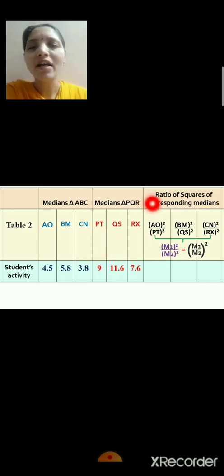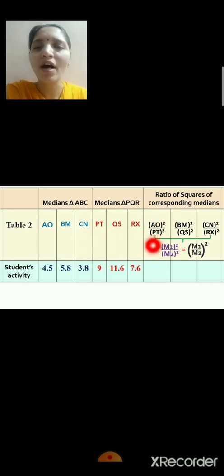Then in the next column you have to find the ratio of the square of the corresponding medians. So you will find AO square upon PT square. In the next column you will find BM square upon QS square and here you will find CN square upon RX square. So whatever answer you are getting here, that you will write here.